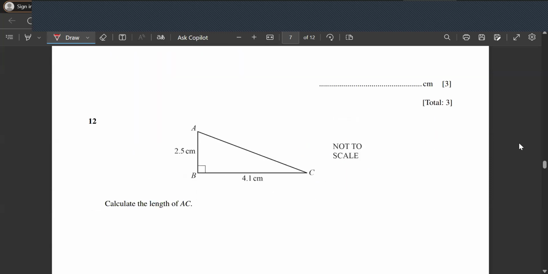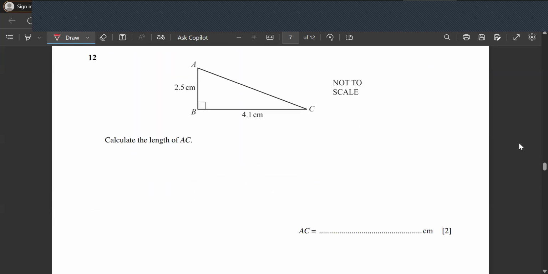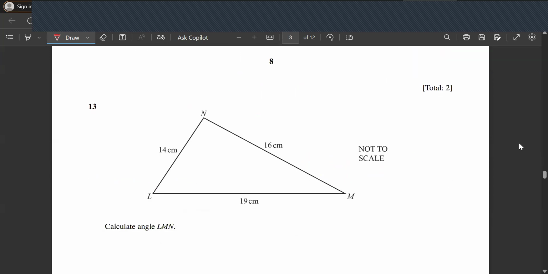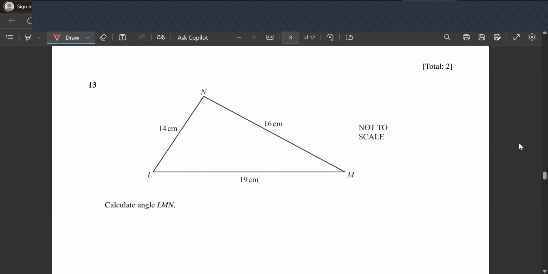For this question, it is direct Pythagoras, yeah. Calculate the angle LMN. What should I do? Cosine. Yeah, cosine rule direct. Cosine rule direct with what? With M also, and do as we said.